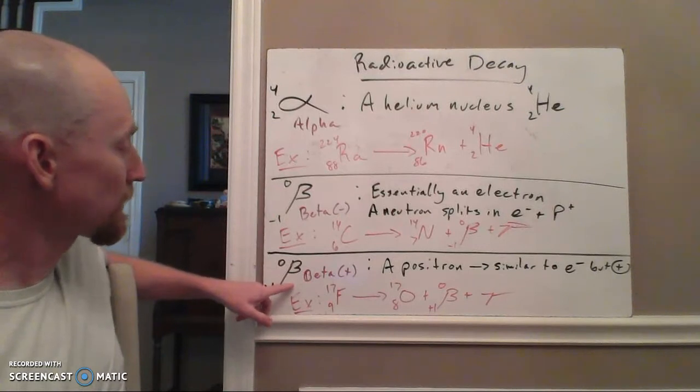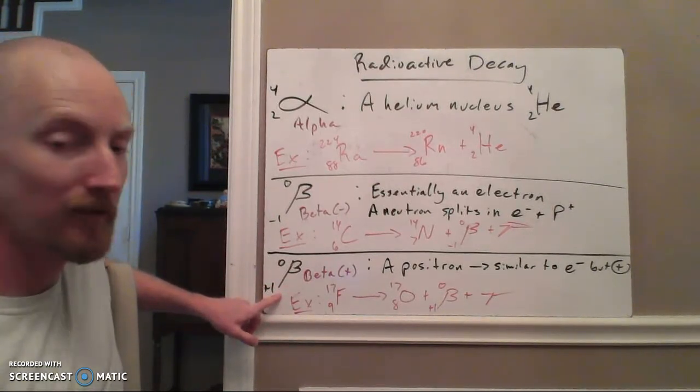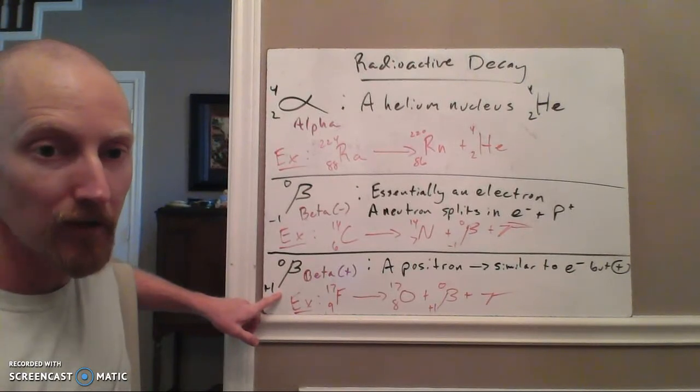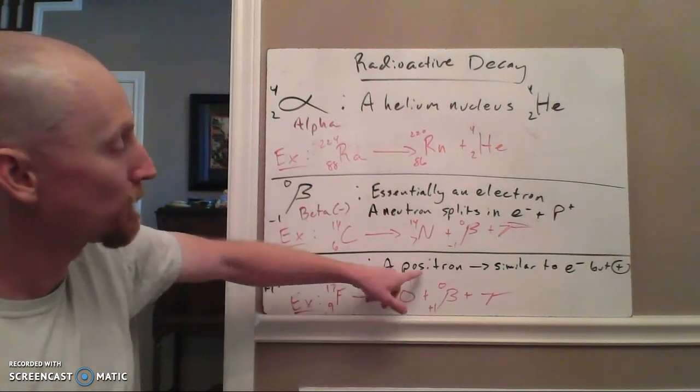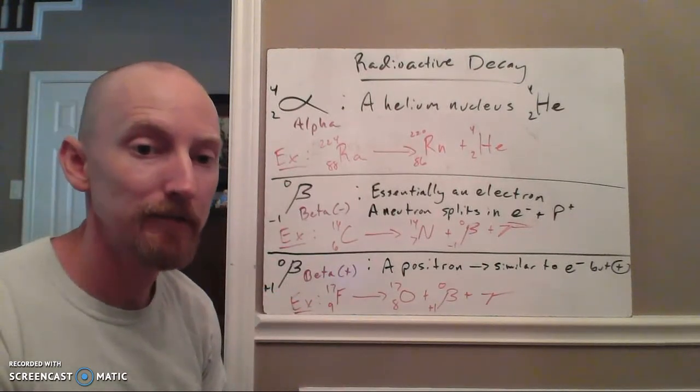All right, another type is called beta positives. Essentially this is wacky. It's like an electron, but it's positive. They call it a positron. And here's my example of the mathematics.